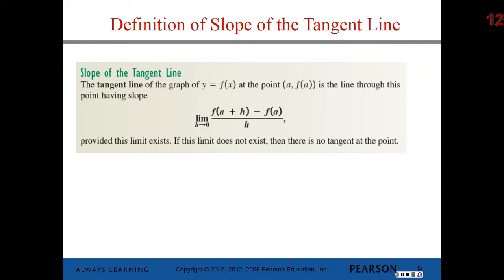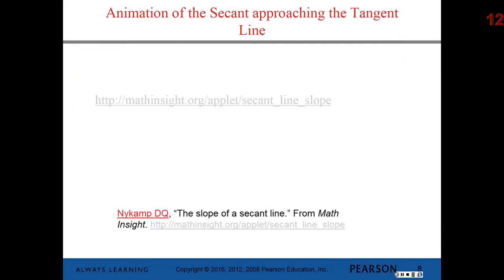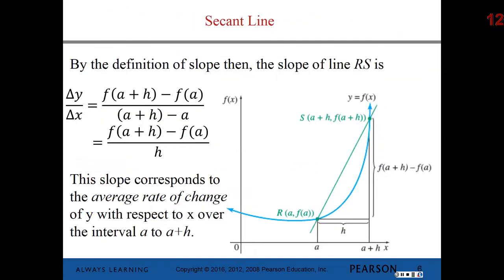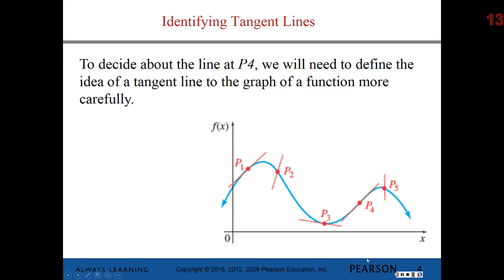Now, if we look at it from that definition, let's go back a few. If you look at it from that definition, if you try to choose points close to P4 and slide them closer and closer to P4, does it converge on a limit as that distance gets smaller and smaller? Does that slope reach a constant?